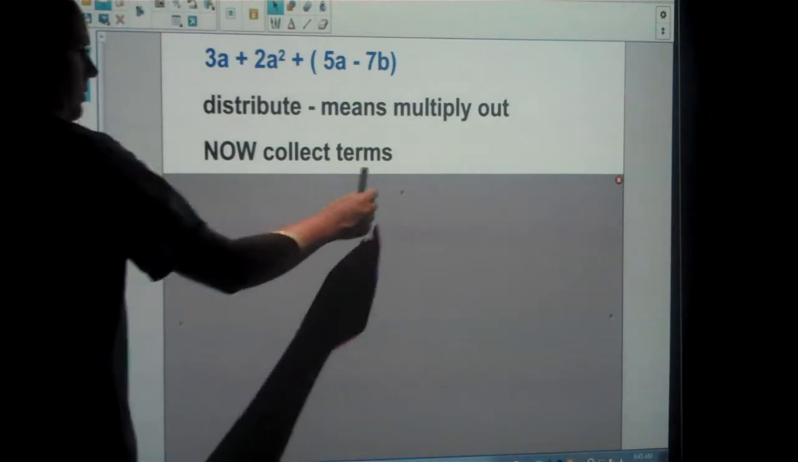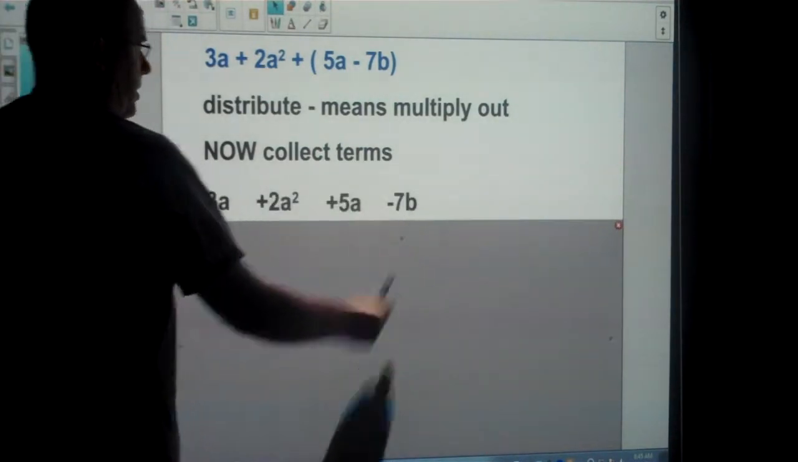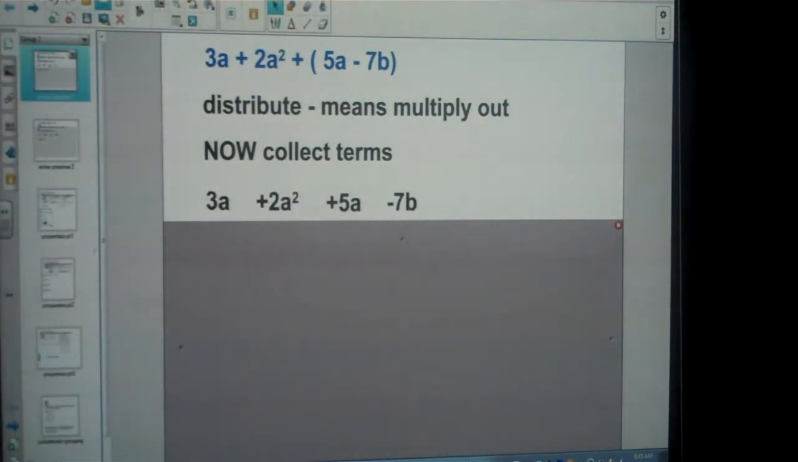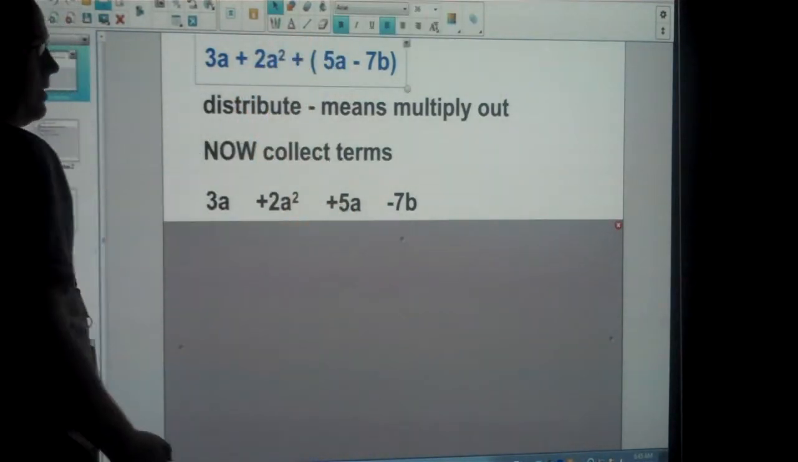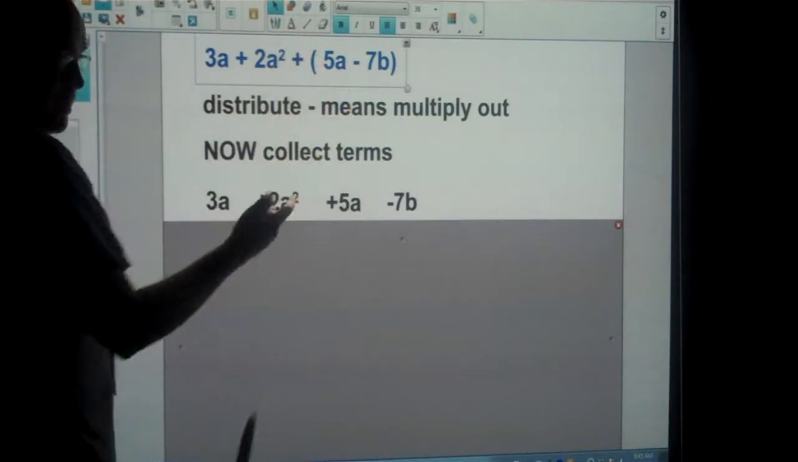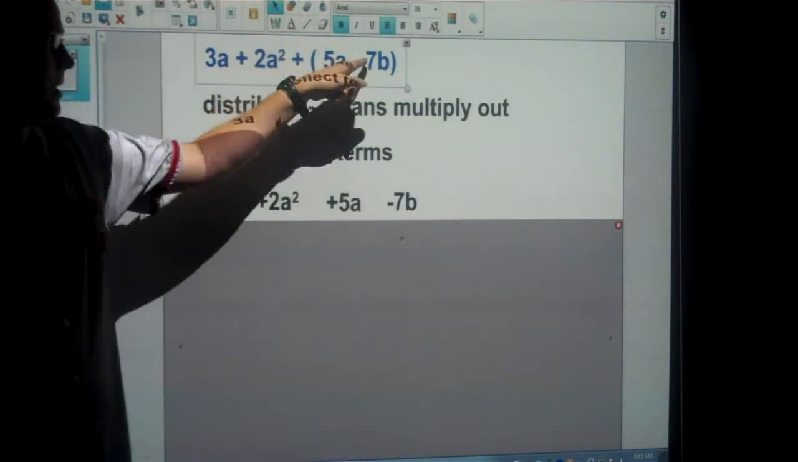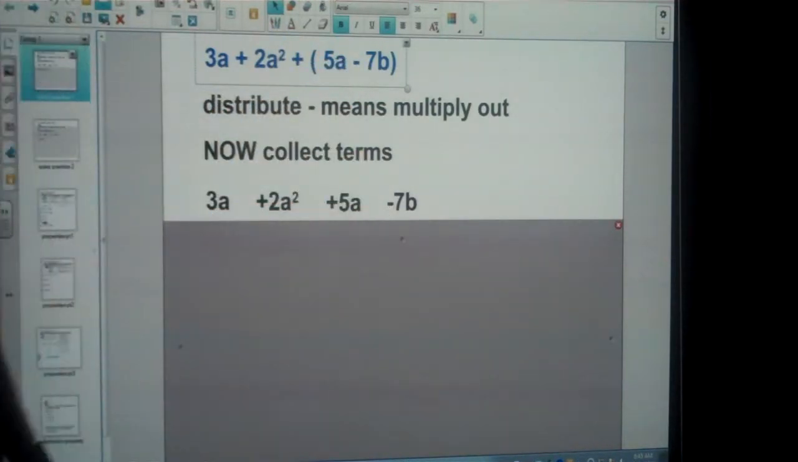And distribute actually means you're going to multiply out. Now this one's a fairly simple one to multiply out, and what we're going to do is just use our rules of positive and negative numbers. So this one just says we're going to add 5a, which is just plus 5a. Now some of you will know from when you add negative numbers that if you add a negative number, it just simply becomes a negative.